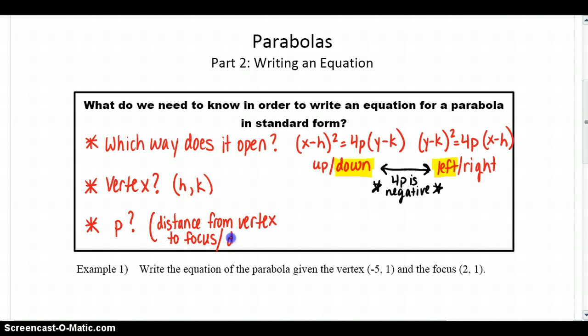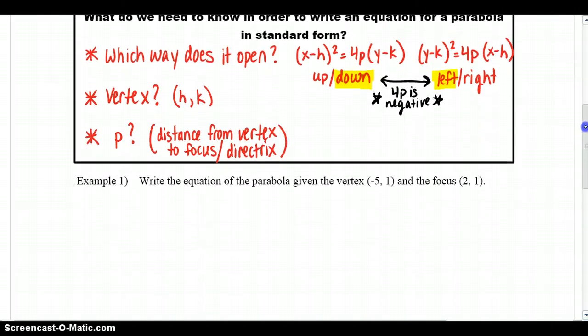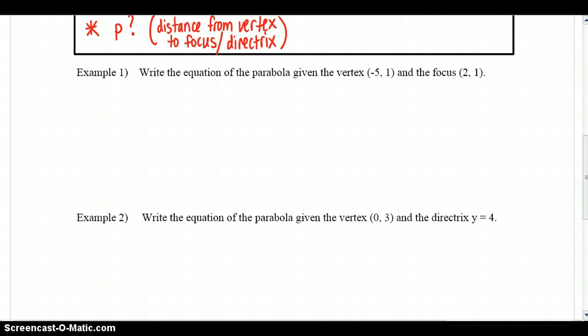Typically in these problems, you'll be given either the focus or the directrix. So to find p, we should only have to count from that point or that line to the vertex, and that's our p value. So let's take a look at a few examples. In example 1, it says, write the equation of the parabola given the vertex -5, 1 and the focus 2, 1. When I'm writing equations for parabolas, and really any conic, it definitely helps me to have a graph drawn. Doesn't have to be a perfect graph, but it certainly helps you figure out which way your parabola should open. So I'm going to plot this information they give me.